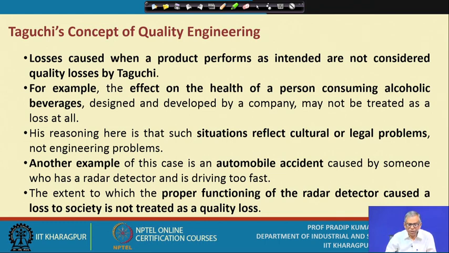Another example of this case is an automobile accident caused by someone who has a radar detector and is driving too fast. The extent to which the proper functioning of the radar detector caused a loss to the society is not treated as a quality loss. So you should be very careful under what context this quality loss has been defined. This is very, very important, and you must set a boundary line while you deal with such problems.